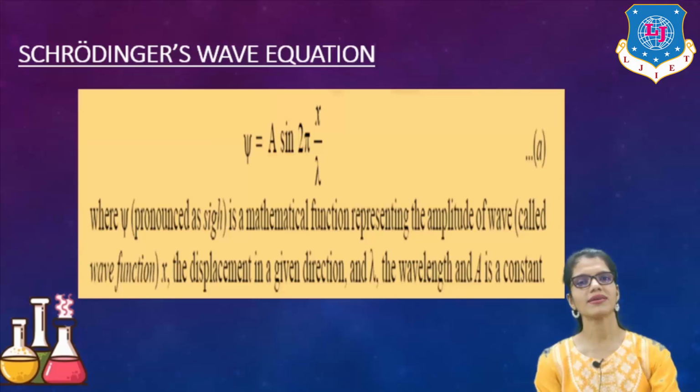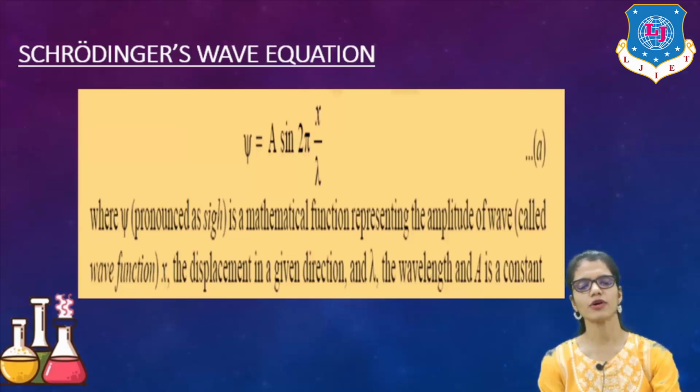It can be written as psi is equal to a sine 2 pi x by lambda. This is known as equation number A. Here, psi is the mathematical function representing the amplitude of the wave, called the wave function. x is the displacement in a given direction, lambda is the wavelength, while a is a constant.